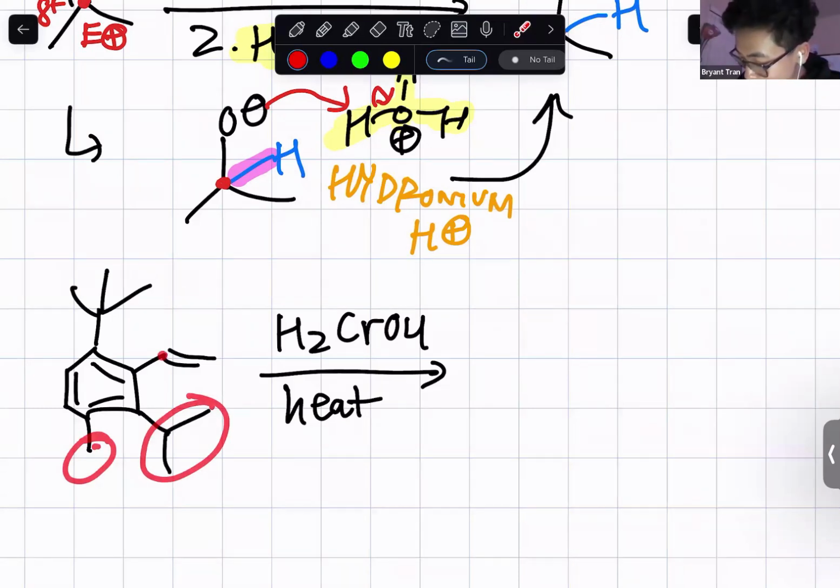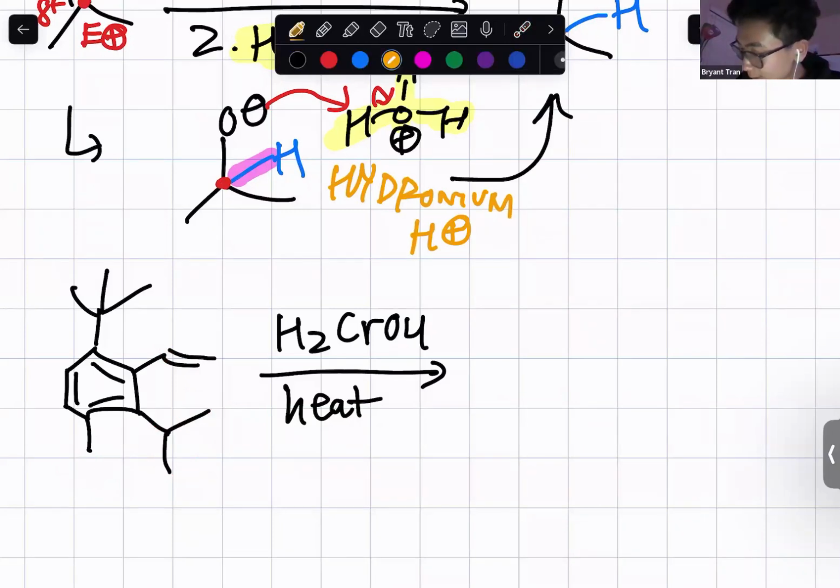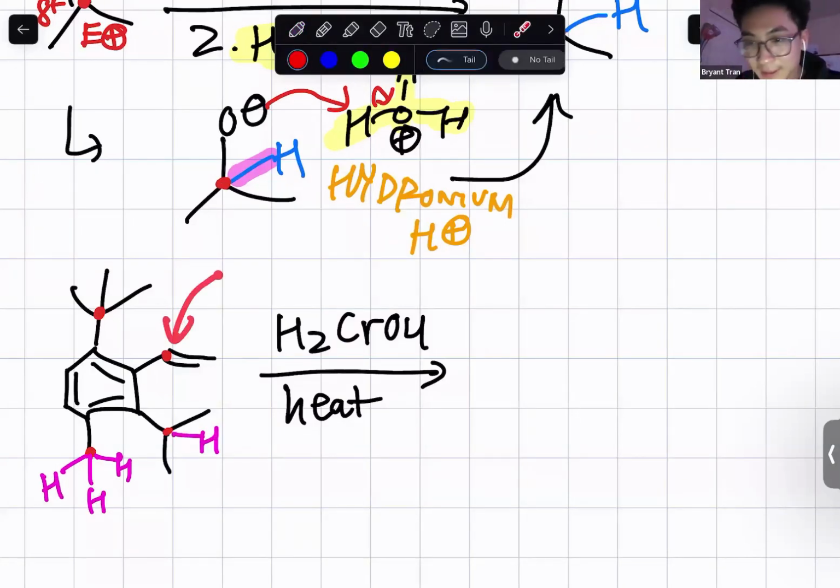And what about this benzylic carbon here? Are there any hydrogens on this benzylic carbon? So let's locate all the benzylic carbons. This red dot is a benzylic carbon, benzylic carbon, benzylic carbon, benzylic carbon. And I'm going to draw in pink the benzylic hydrogens. Hydrogen, hydrogen, hydrogen, hydrogen. Are there any hydrogens on this carbon or no? This red dot carbon right here.